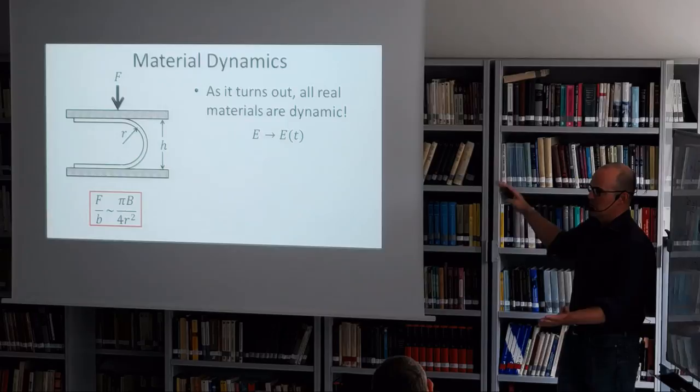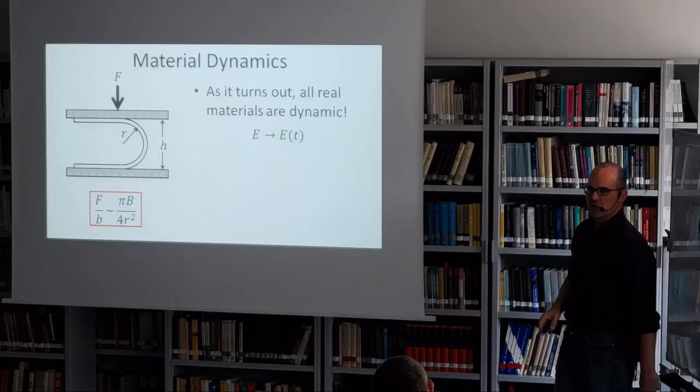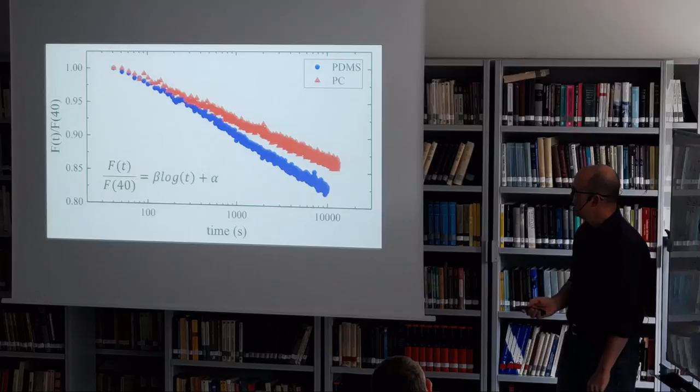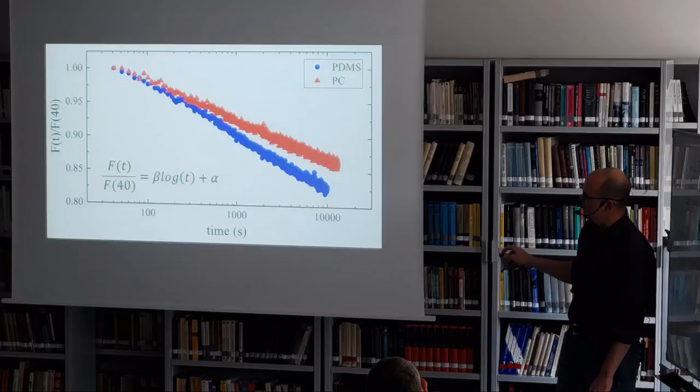So you take your film and you squeeze it and then you just hold right there and watch the force as a function of time. And you can get the long time dynamics of your material out. So again, how does it look? Here's just PDMS and polycarbonate, and they look like they're pretty good logarithmic curves. So for the sake of going into the details of the materials, we'll just fit with a logarithm that has a single force constant like that.